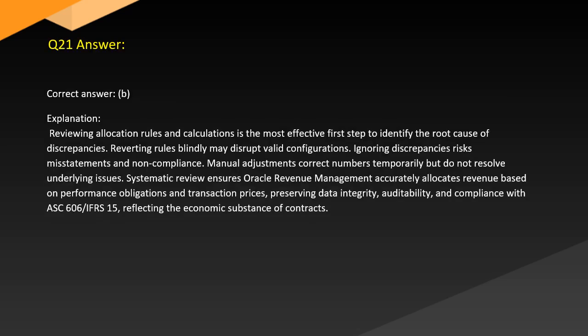Answer. Correct answer, B. Explanation. Reviewing allocation rules and calculations is the most effective first step to identify the root cause of discrepancies. Reverting rules blindly may disrupt valid configurations. Ignoring discrepancies risks misstatements and non-compliance. Manual adjustments correct numbers temporarily but do not resolve underlying issues. Systematic review ensures Oracle Revenue Management accurately allocates revenue based on performance obligations and transaction prices, preserving data integrity, auditability, and compliance with ASC 606 IFRS 15, reflecting the economic substance of contracts.